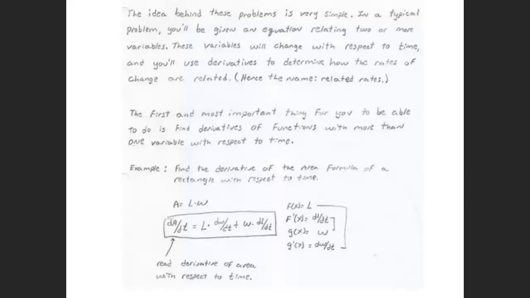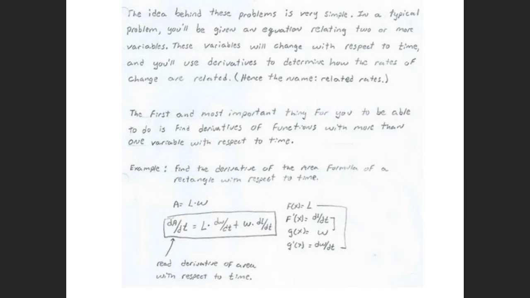The first thing we have to be able to do is take the derivative with respect to time. And that is one of the hardest things. Well, it's not that hard. You just have to realize that when you're taking the derivative with respect to time, you always have to put that in for all of the variables.